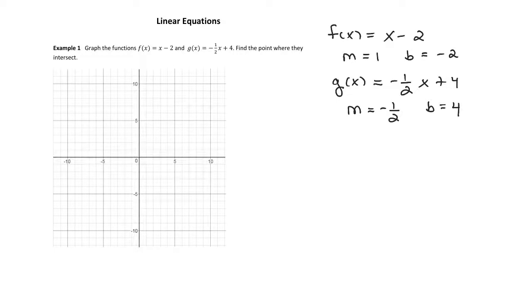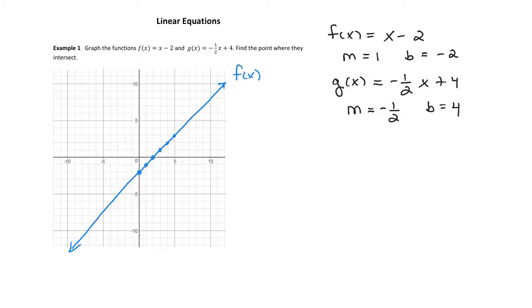positive 4. So if we graph these, I'll start with f of x. I'll put a point at negative 2, and the slope is 1. That means it goes over 1, up 1 for every pair of points. So I'll put a few here and just draw the line that goes between them. So this is the graph of f of x.